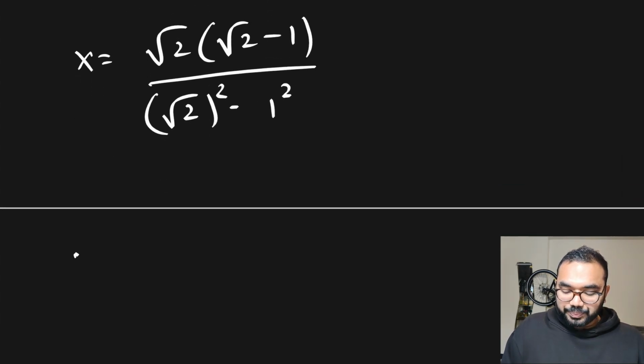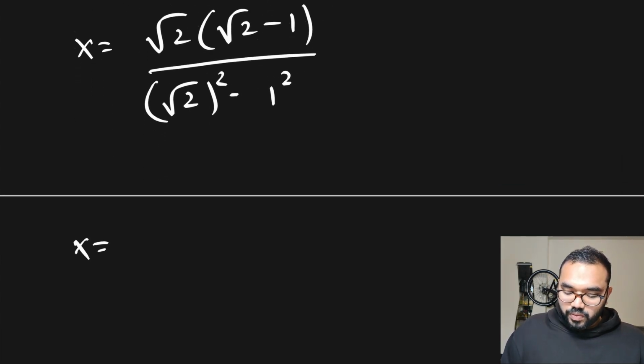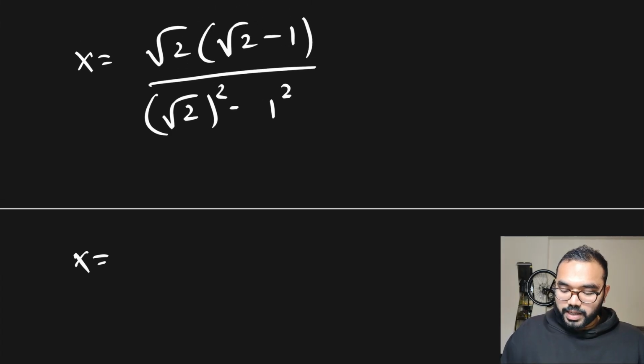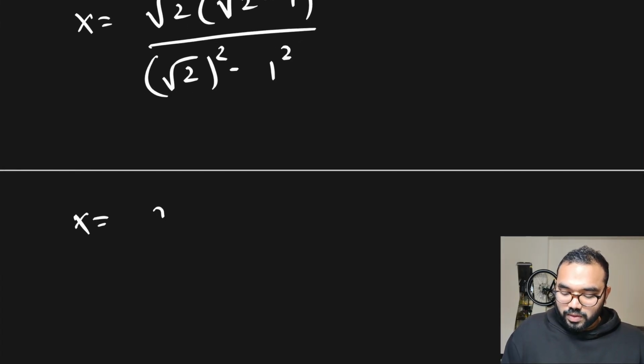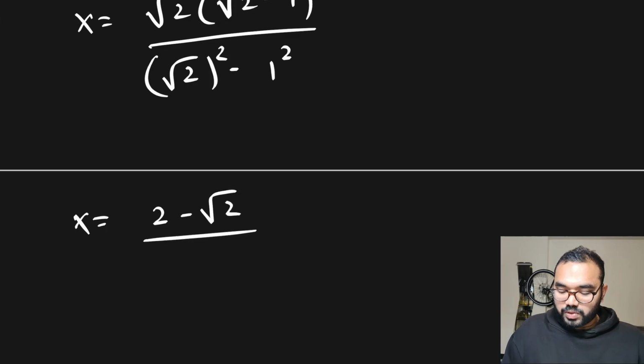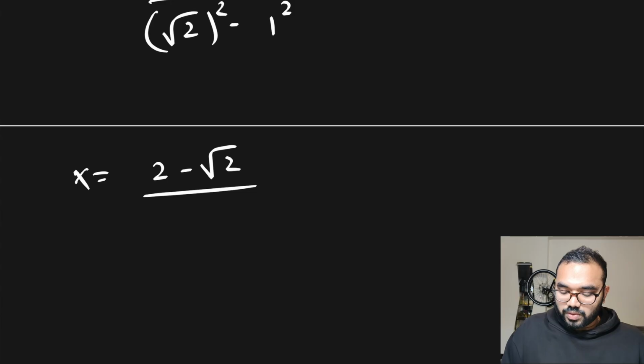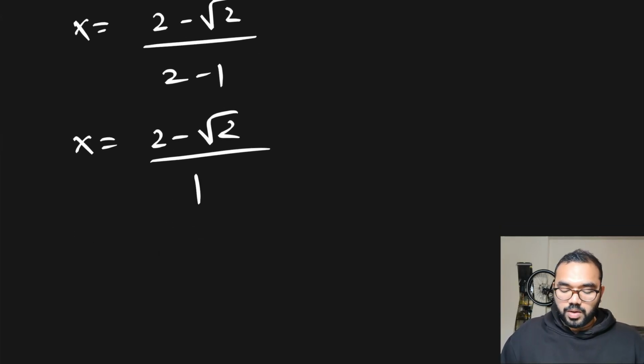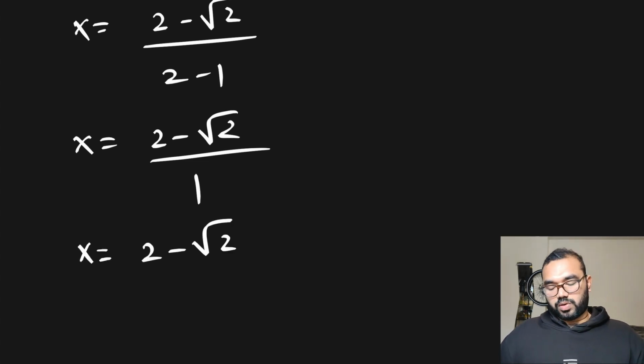So x is square root of 2 times square root of 2, which is 2, minus square root of 2, and square root of 2 whole squared is 2, minus 1 is 1. So x is (2 minus square root of 2) divided by 1. Perfect. So one solution is x equals 2 minus square root of 2.